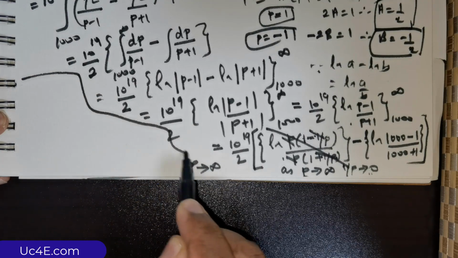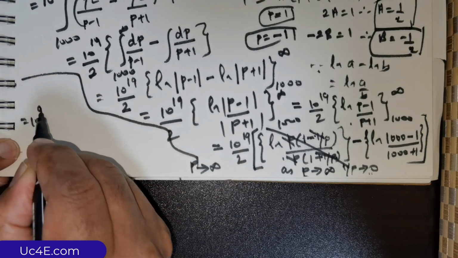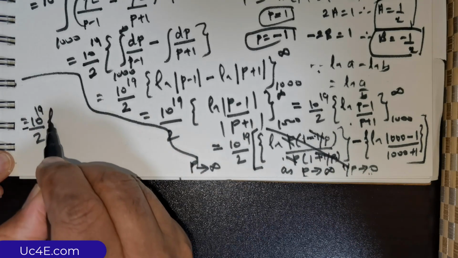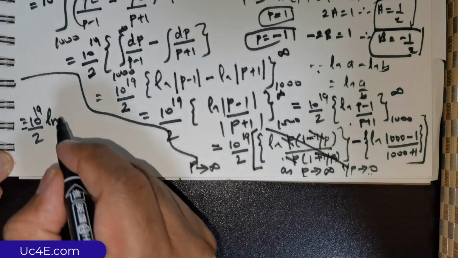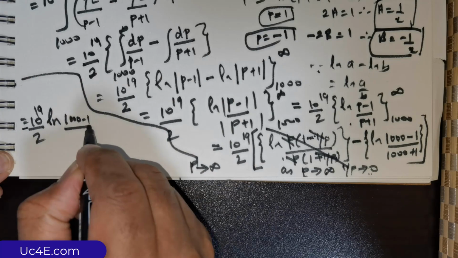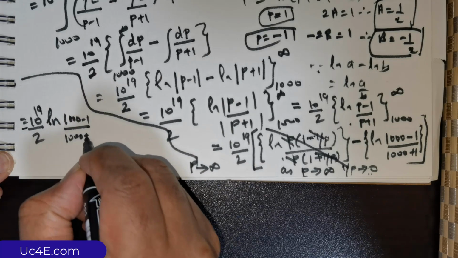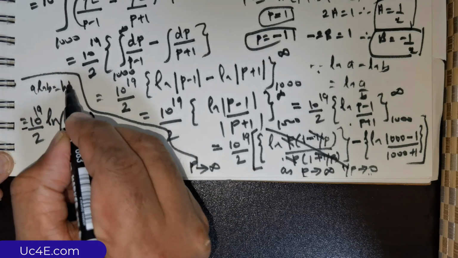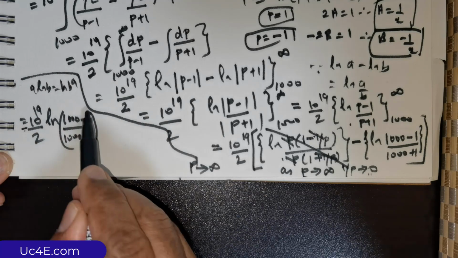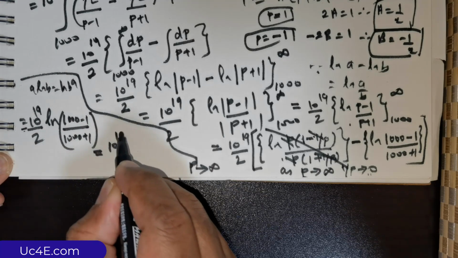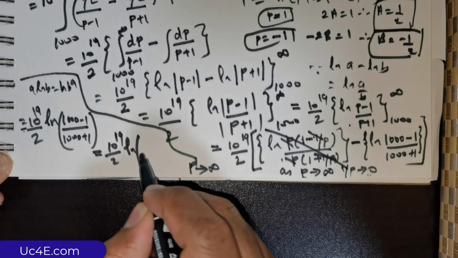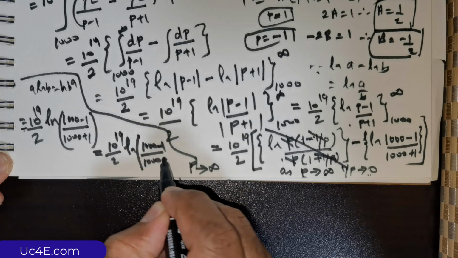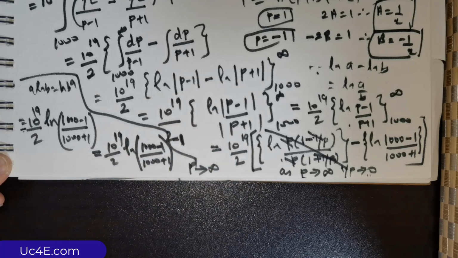So let me write that quantity here. This is equal to 10 raised to the power of 19 over 2, negative sign, I can place the negative sign over here, times ln of 1000 minus 1 divided by 1000 plus 1. This is what I've got. Now a times ln b is equal to ln b raised to the power of a, right? So I can push this negative sign over here. This is equal to 10 raised to the power of 19 divided by 2 ln of 1000 negative 1 divided by 1000 plus 1 raised to the power of negative 1, right?